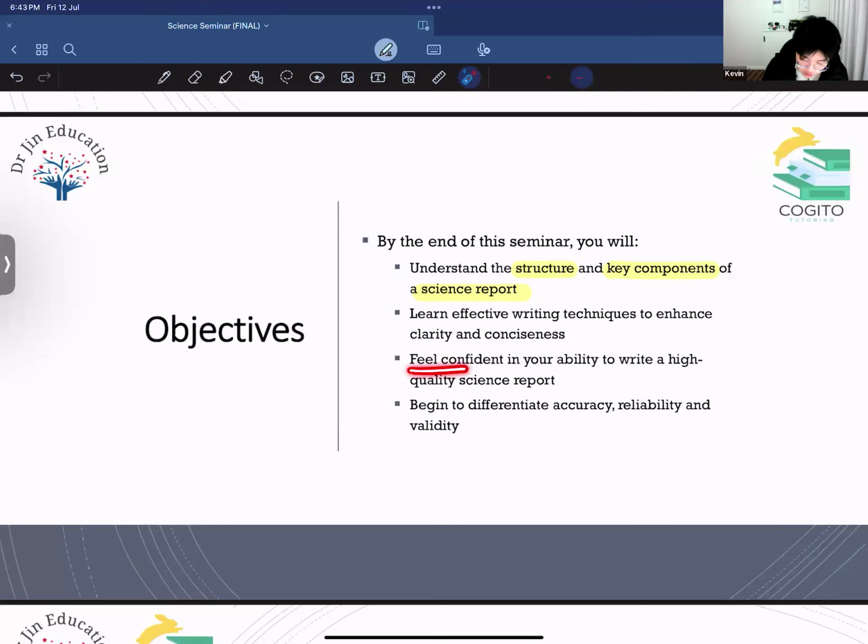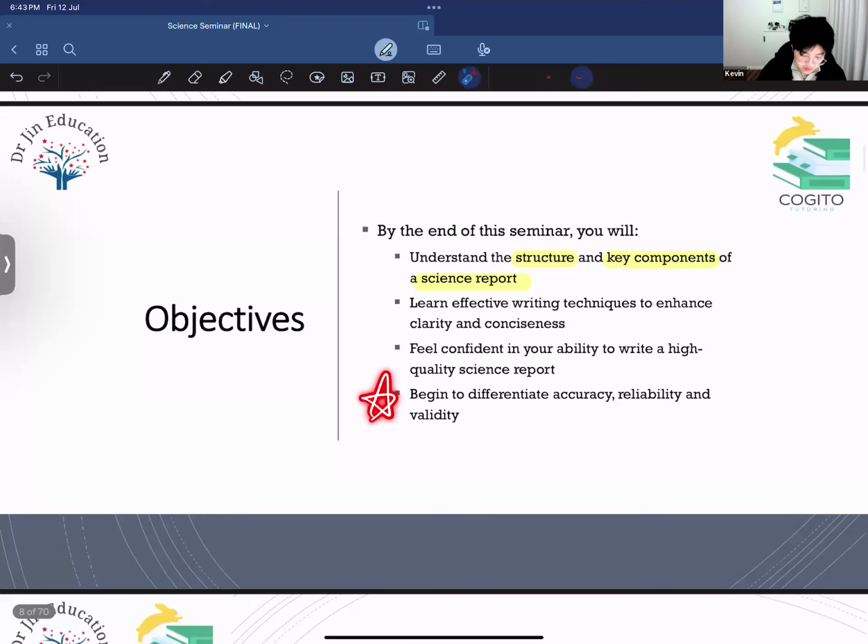And what else is there? Feel confident in your ability to write a high quality science report, okay? And lastly, this is a bit of additional stuff, okay? But begin to differentiate accuracy, reliability, and validity. These 3 things are quite important to the scientific field, okay? And it's often misunderstood a lot of the time. So, I mean, it's good to get you guys started early, okay? So hopefully we can have enough time to talk about this, all right? But the main chunk of it is the first 3 dot points, all right?